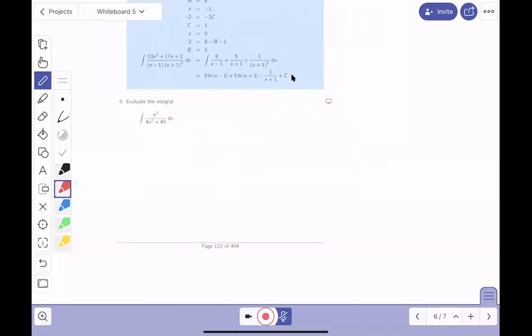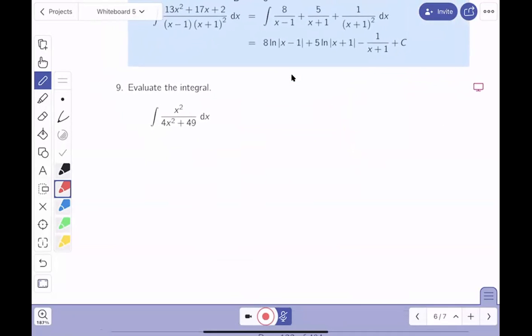And number 9, geez, that looks really tough. I'll do long division. Let's see what happens. So I'll put this over here. And what do you get? I got to write this down. 4x squared plus 49 divided by x squared. That's going to be 1/4, isn't it? So you get 1/4 times 4x squared, which is x squared, plus 49 quarters.